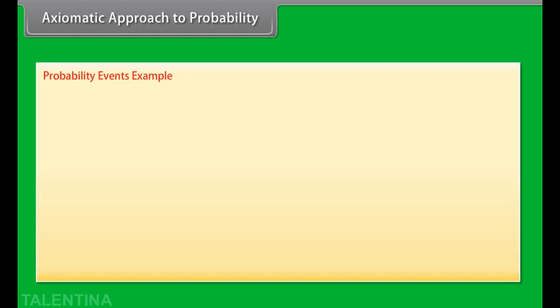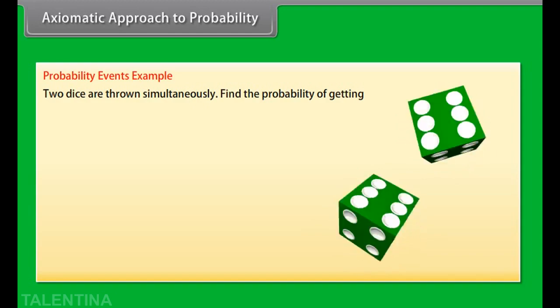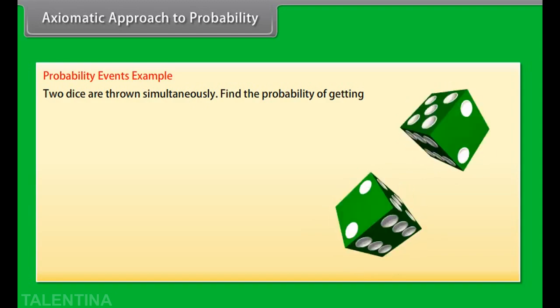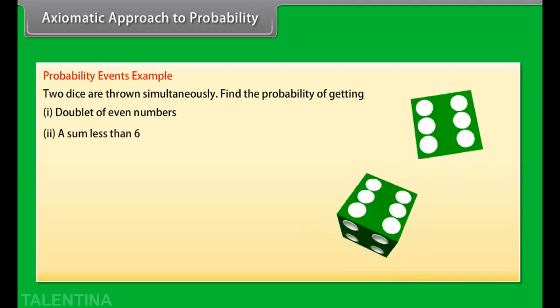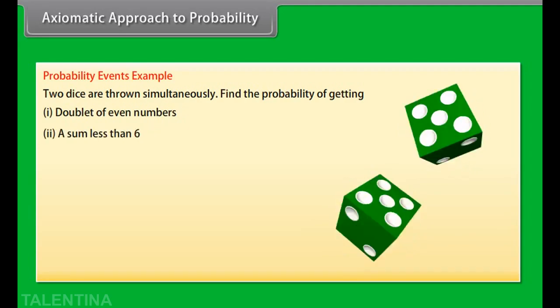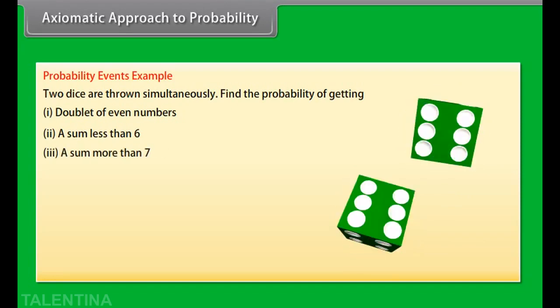Probability events. Let's have an example for better understanding. Two dice are thrown simultaneously. Find the probability of getting 1. a doublet of even numbers, 2. a sum less than 6, 3. a sum more than 7.